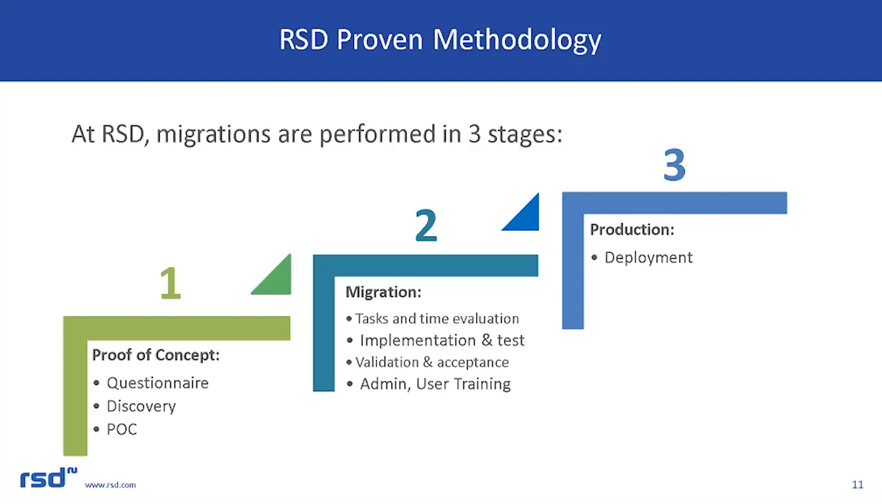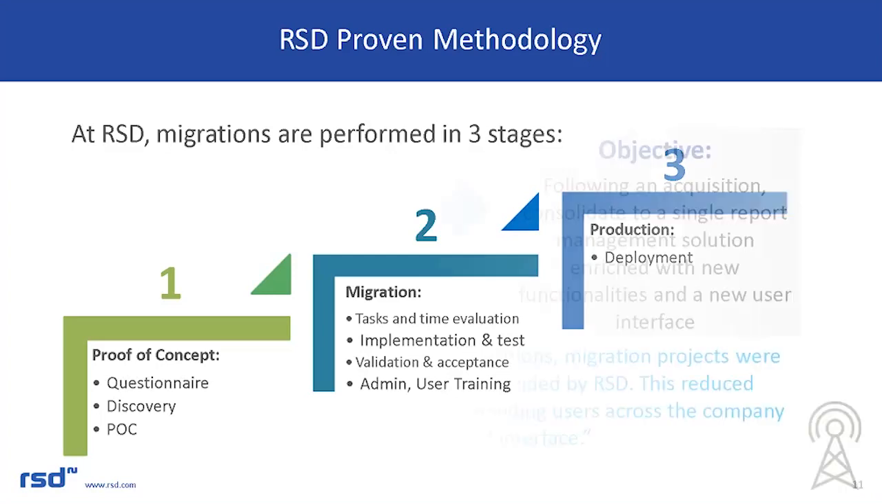And then the last step in the migration phase is EOS administration and end user training on the EOS product. Finally, the third phase is the production deployment, and this deployment should at that point go without any business disruption. Next slide.